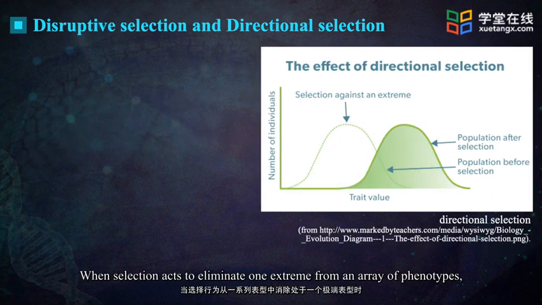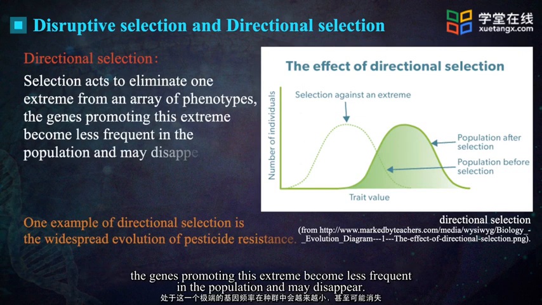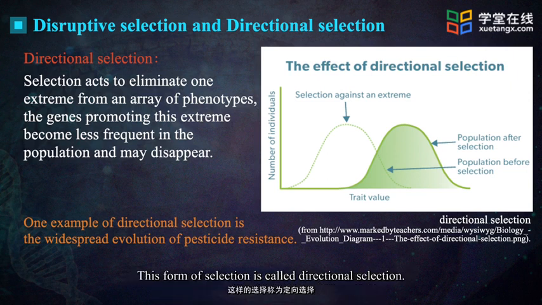When selection acts to eliminate one extreme from an array of phenotypes, the genes promoting this extreme become less frequent in the population and may disappear. This form of selection is called directional selection.